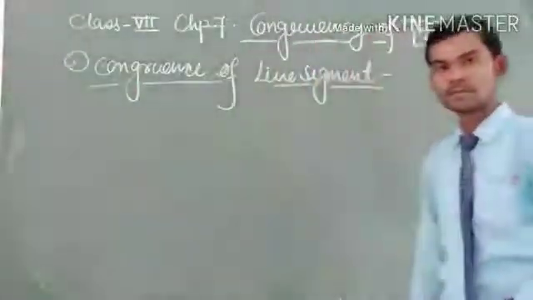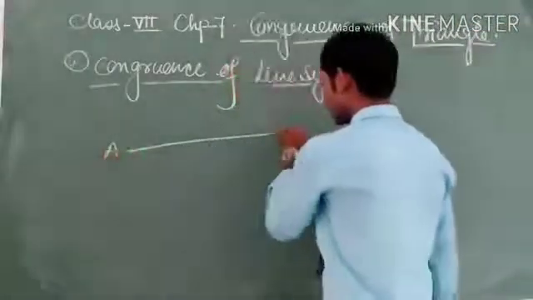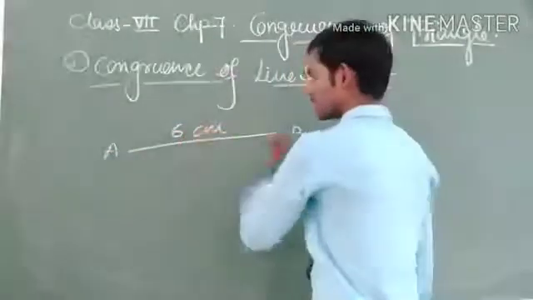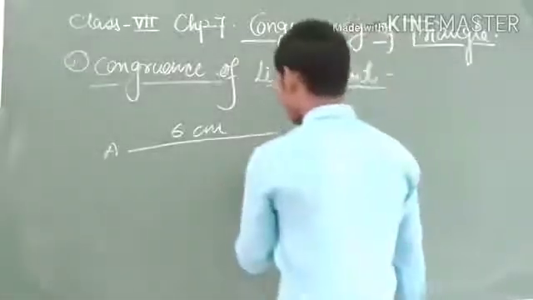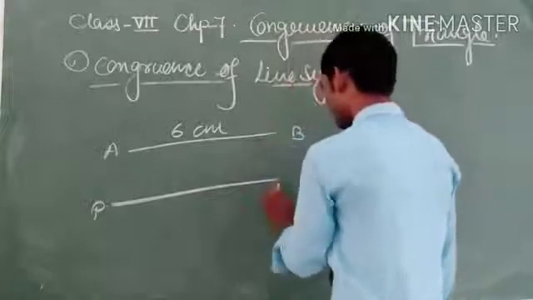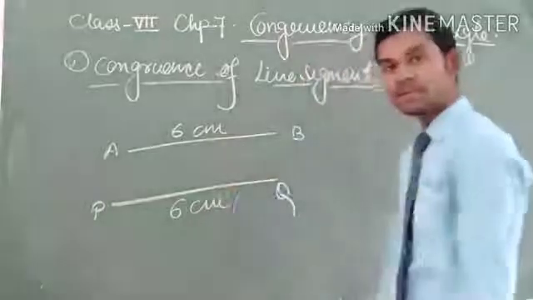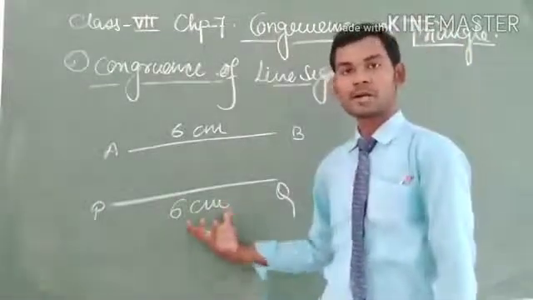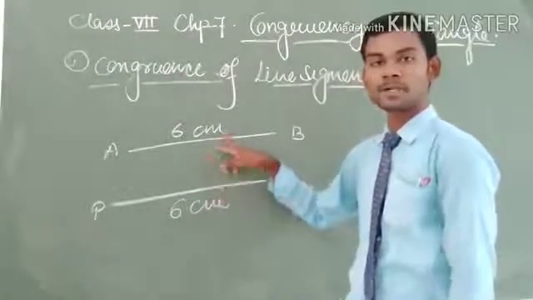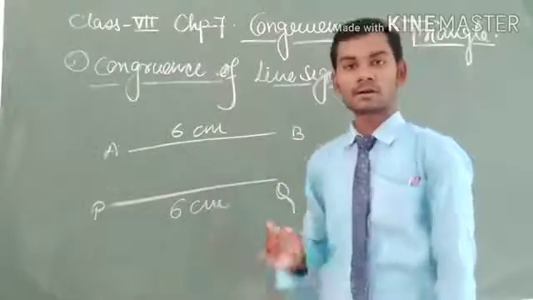Congruence of line segments. First of all, let us consider a line segment AB. The length of this line segment AB is 6 centimeters, and here we have another line segment PQ, and the length of this line segment PQ is also 6 centimeters. If we place the line segment PQ along the line segment AB, then PQ completely covers AB, which means that both are congruent.